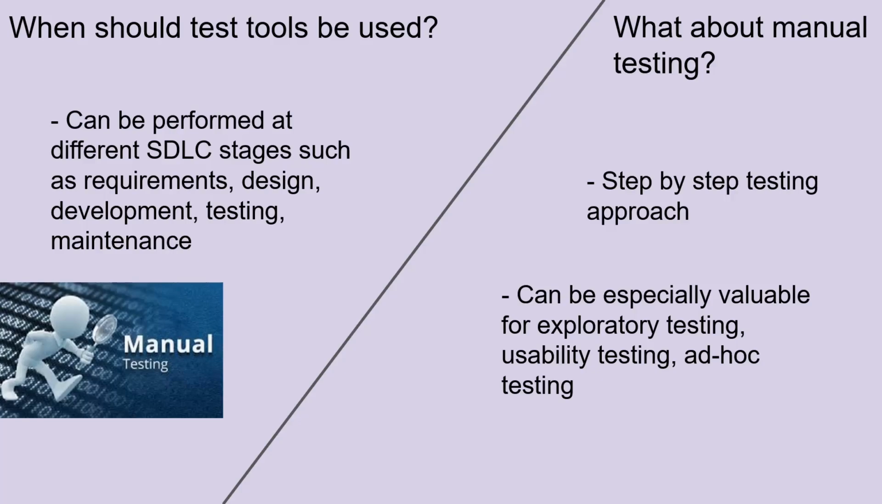Manual testing is performed by testers step by step, whereas with automated testing, many test tools can execute tests automatically. Manual testing is still valuable for processes like exploratory testing, usability testing, ad hoc testing, and other test types.